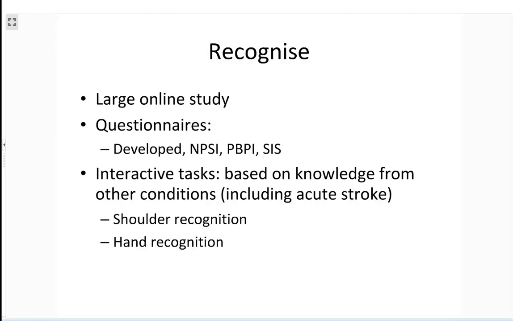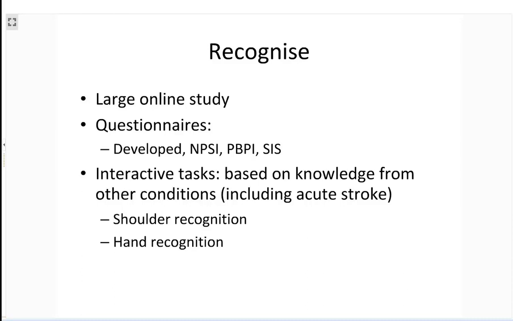And the research that we're also looking at is this one called Recognise, which is done entirely online. It's anonymous, and it's a series of questionnaires that we've developed, as well as use of standardised ones such as the neuropathic pain symptom inventory. So that's designed to actually match some of these medication studies that are going on in Europe to look at this profiling effect, as well as people's beliefs and perceptions in pain. And then a couple of interactive tasks that are based on our knowledge from other conditions.